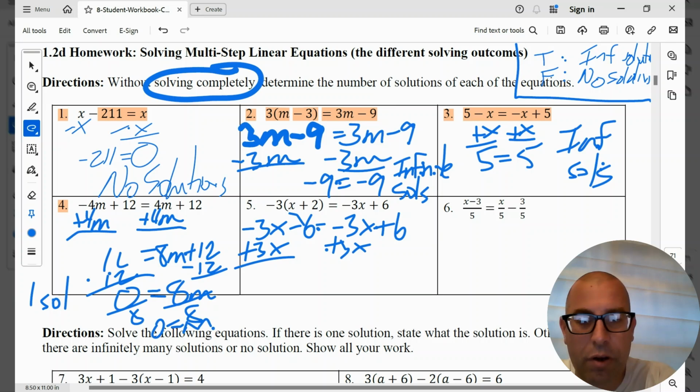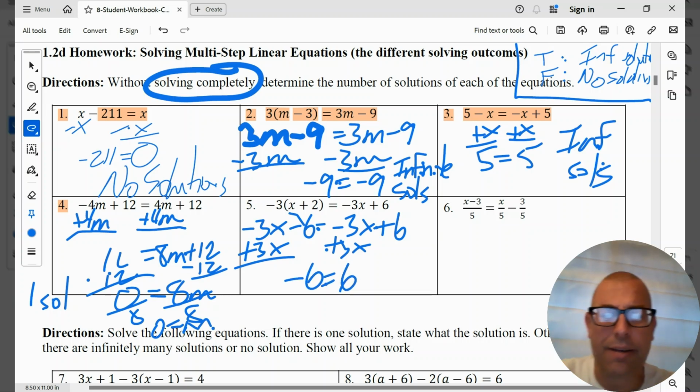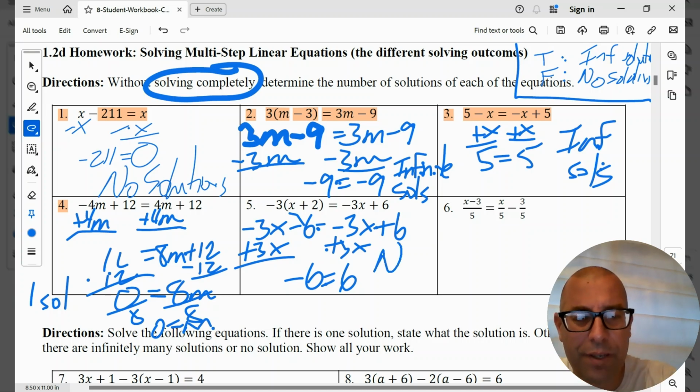Now the x's have gone away. So it's negative 6 equals 6. Well, wait a second. Letters have gone away, so I can't get an answer as in one solution. Does negative 6 really equal 6? No. So yep, that's going to be no solution.